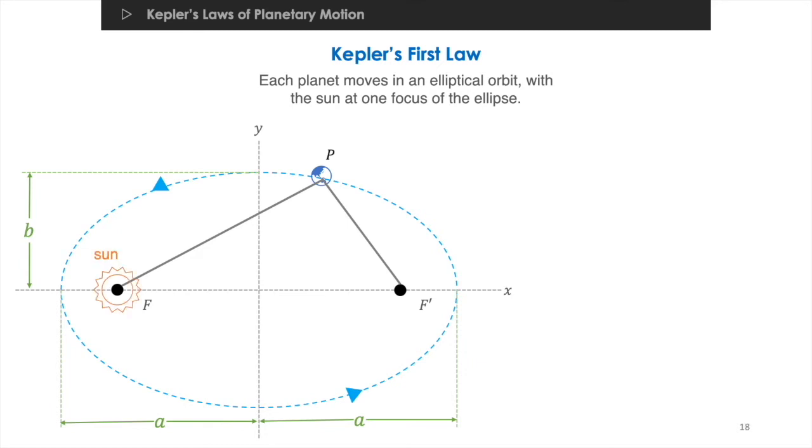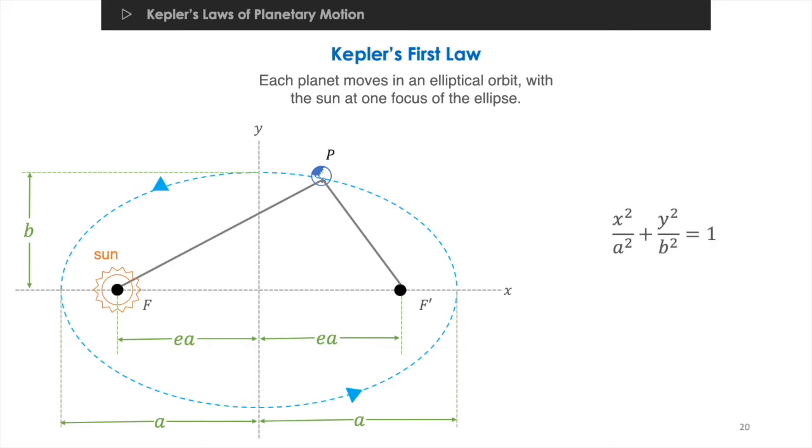Kepler's first law tells us that the sun is at one of the foci, not at the middle of the ellipse. The distance of each focus from the center of the ellipse is E times A. Here, E refers to what we call eccentricity. It is a dimensionless number between 0 and 1. If E equals 0, then the ellipse collapses into a circle.